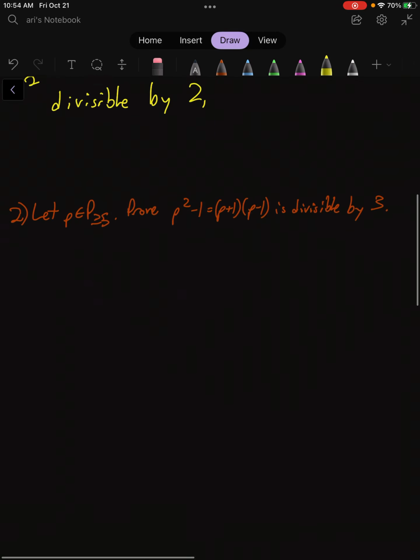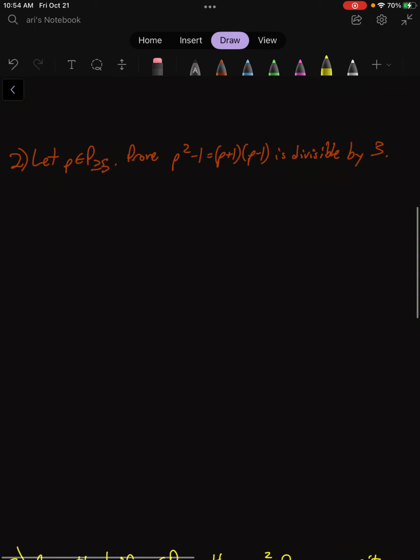So now jumping into question number 2. Let p be a prime number greater than or equal to 5. Prove that p squared minus 1 equals p plus 1 times p minus 1 is divisible by 3.